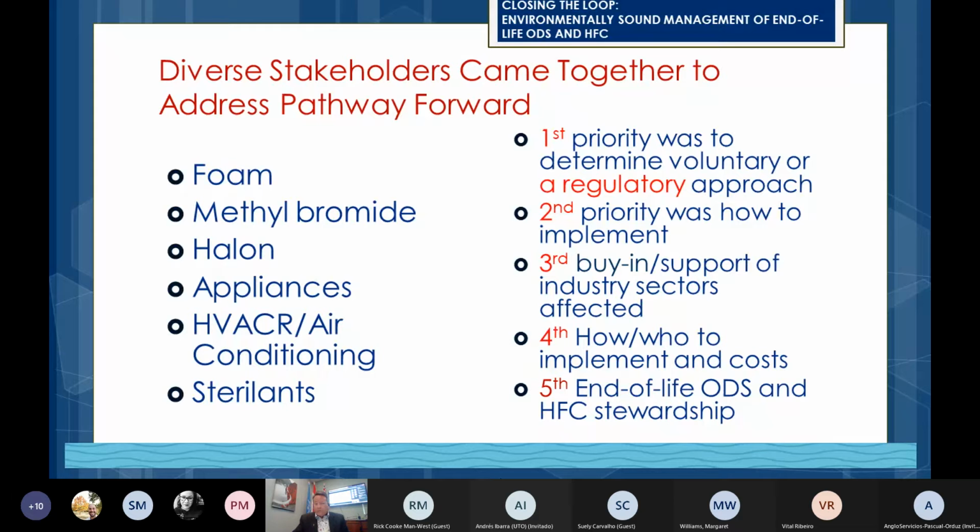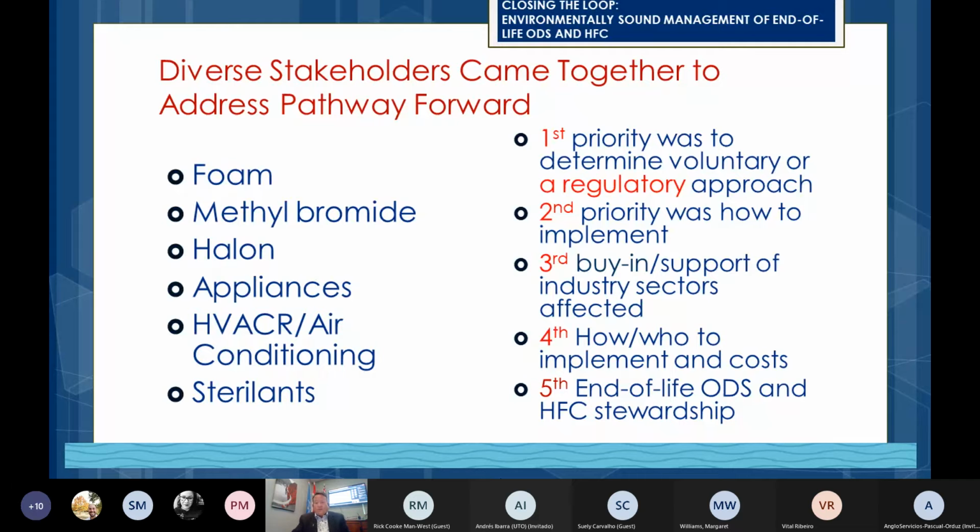But you know, the first priority for any government, developing nation or developed, is to determine whether it's going to be a voluntary or regulatory approach. We've seen, of course, in some instances that a voluntary approach does work and can work, but you have to have, of course, buy-in by all of the industry partners.